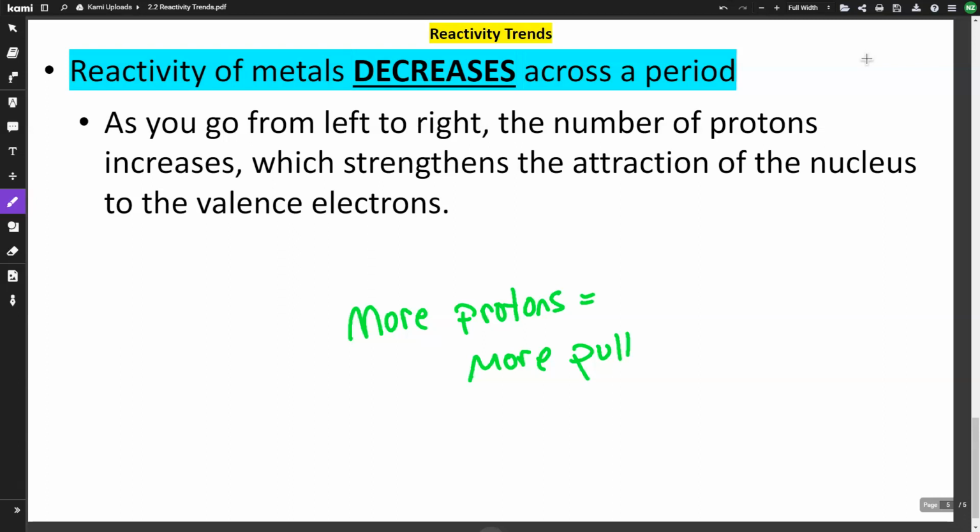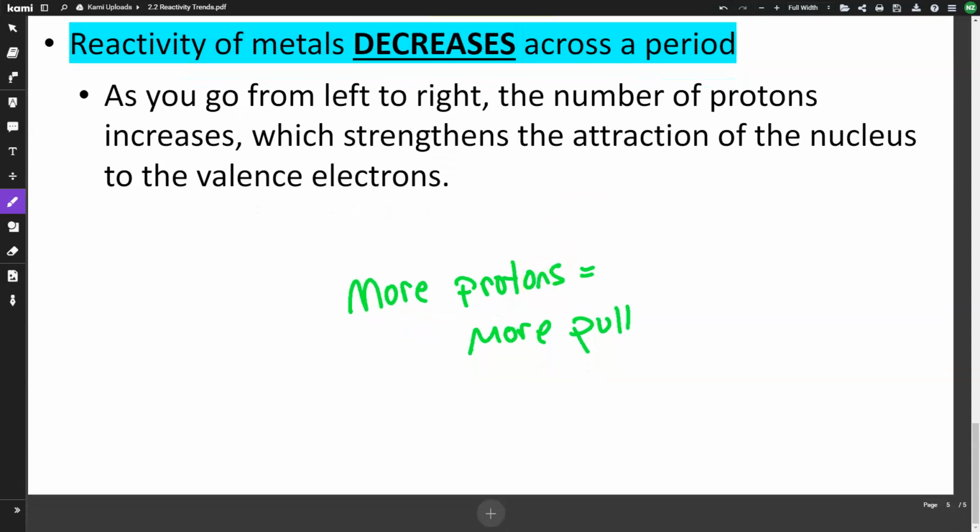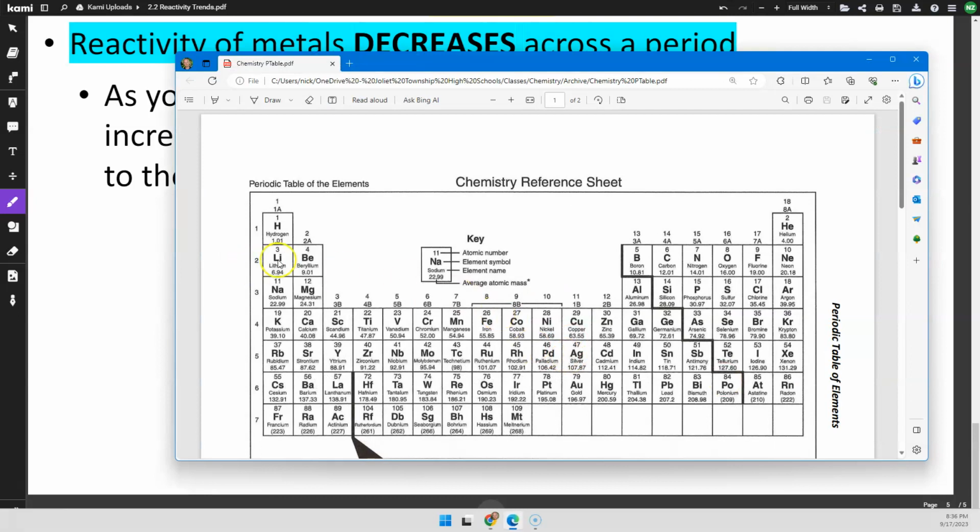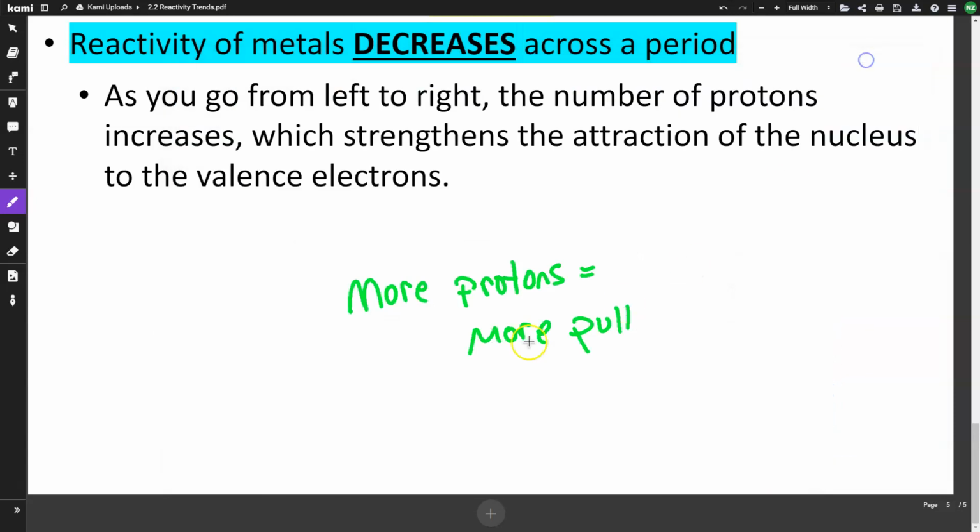It's going to hold those valence electrons a lot tighter to the nucleus, and it is less likely to let them go. So if you have something that's in the same period, like lithium and beryllium, beryllium has more protons, so it is going to be less reactive than lithium. Boron has 1 more than beryllium, so boron would be less reactive than beryllium. So as you move to the right, more protons, and again, more protons, more pull.